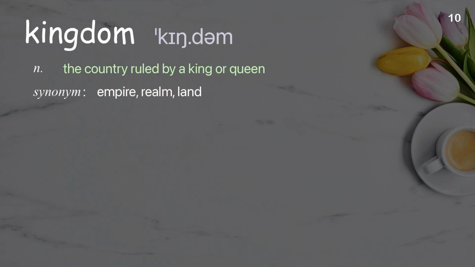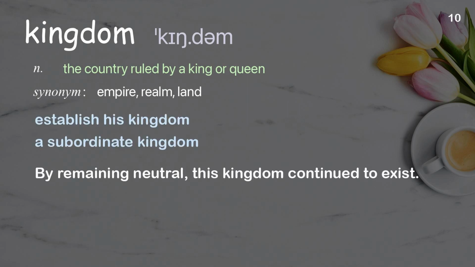Kingdom. The country ruled by a king or queen. Examples: Establish his kingdom. A subordinate kingdom. By remaining neutral, this kingdom continued to exist.